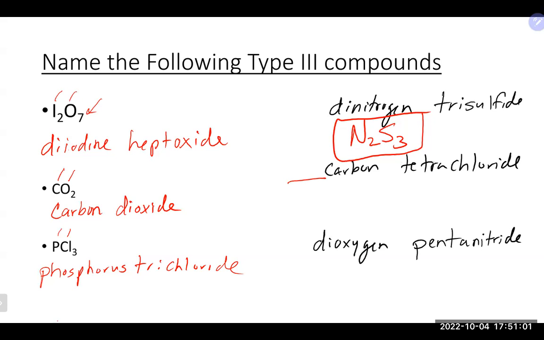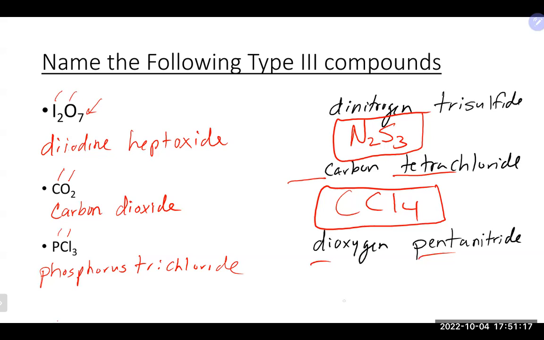Carbon, no prefix, but we do see a prefix here, and they're both nonmetals, so that tells us no prefix on the first one. There's just one. And tetra is 4, and chlorine is Cl, so CCl4. And dioxygen and pentanitride, di is 2, so that's O2. Penta is 5, nitrogen is N, so O2N5.